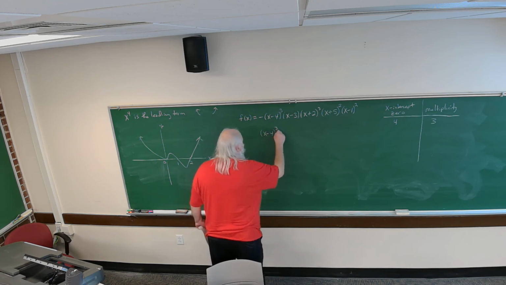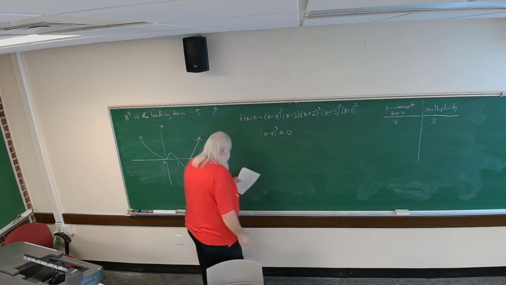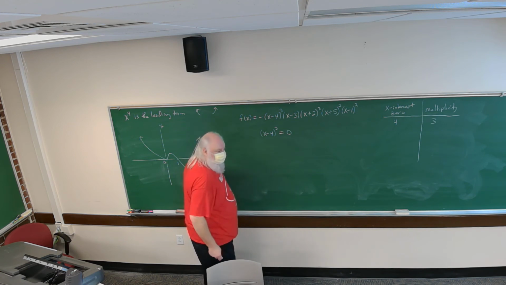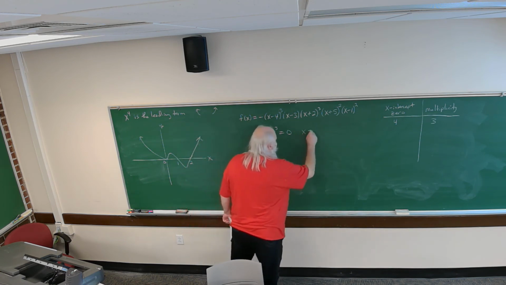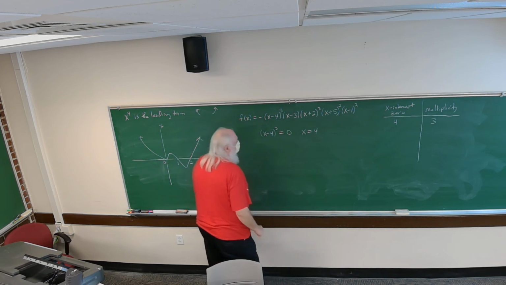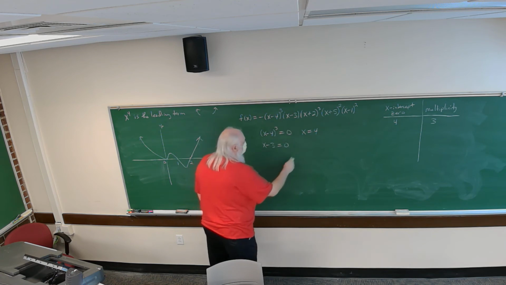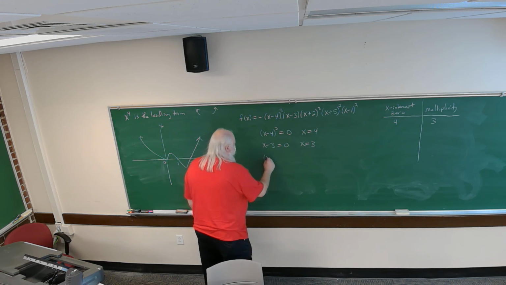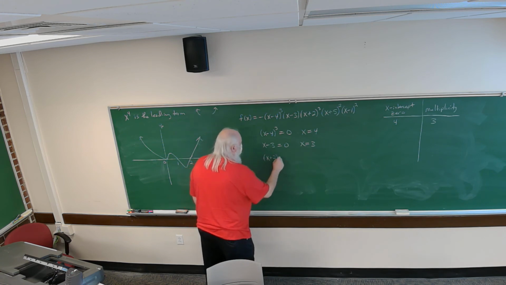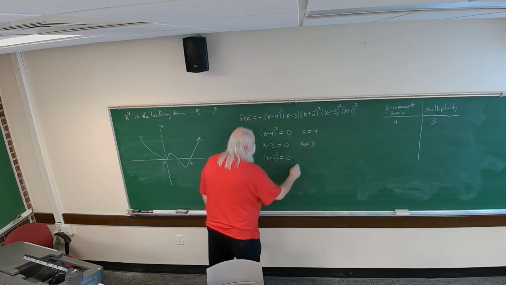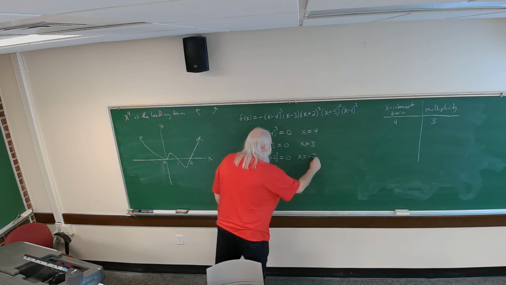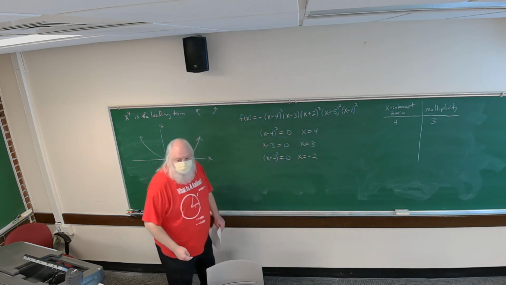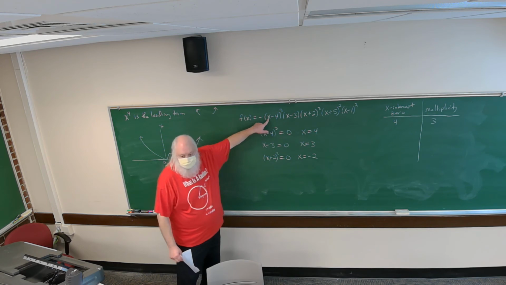X minus 4 cubed is equal to 0. And when you solve that equation for x, you get x is equal to 4. And when you set the factor x minus 3 equal to 0, you get x is equal to 3. And when you set the factor x plus 2 cubed equal to 0, you get x is equal to minus 2. Now with practice, you'll just be able to plug in, right?